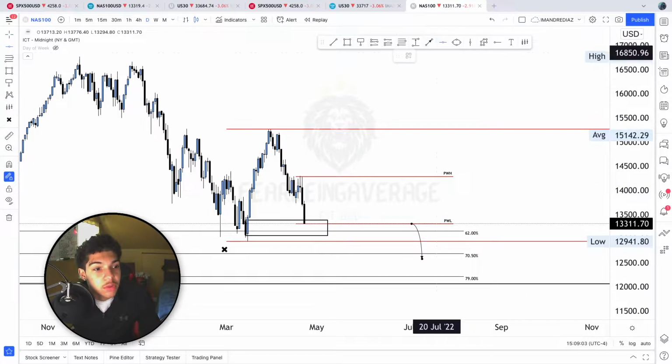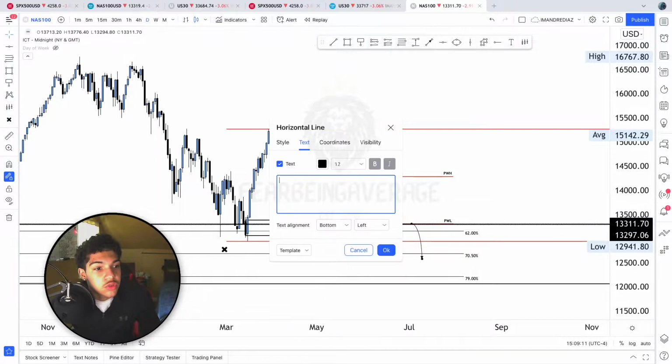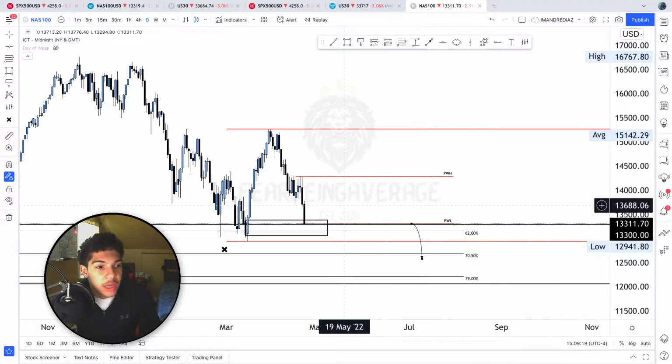So what price level are we at currently? We have 13,300 right in here. Let me zoom in and make sure I have it at the right price. So we have 13,300 right here. That's currently where price is.